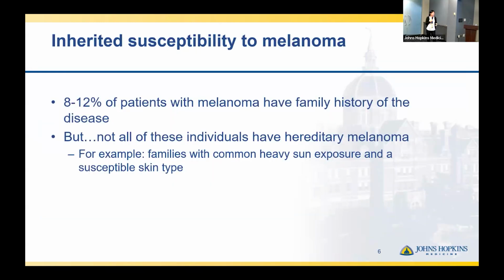As Dr. Topalian mentioned, most melanomas are not inherited. In fact, only 8 to 12% of patients with melanoma have a family history of the disease, but not all of these patients have hereditary melanoma. So for example, you can be part of a family that has a common behavior or a common heavy sun exposure and a susceptible skin type. So it's not that they have an inherited gene, but rather something else that's making the family more susceptible to melanoma.